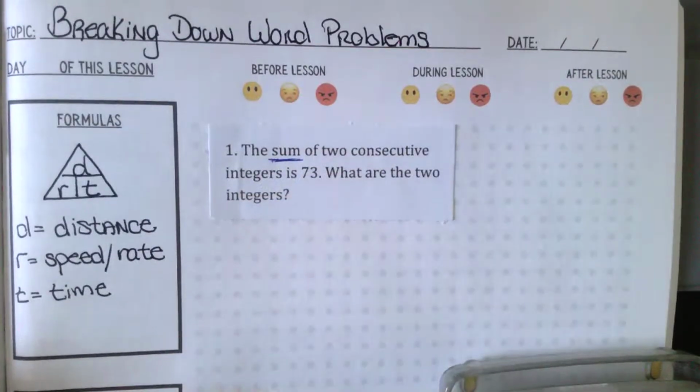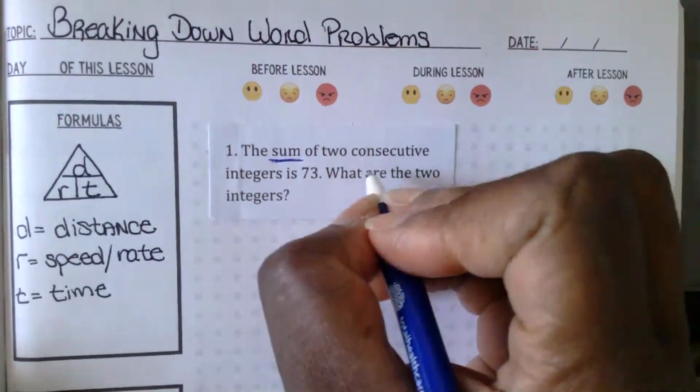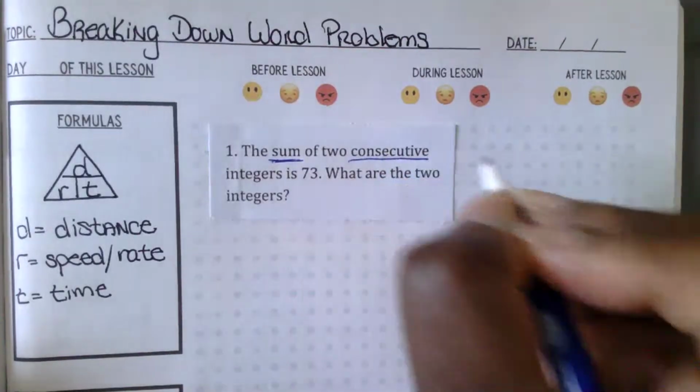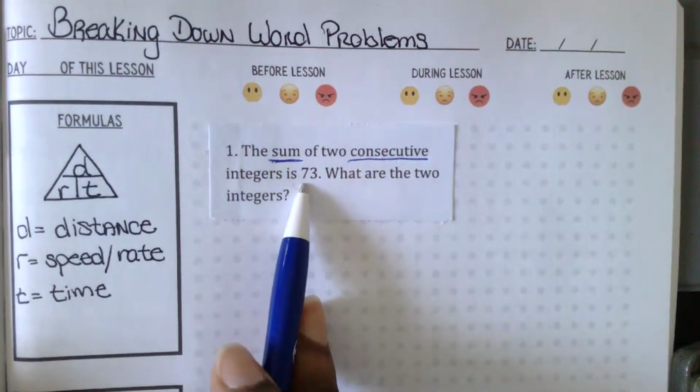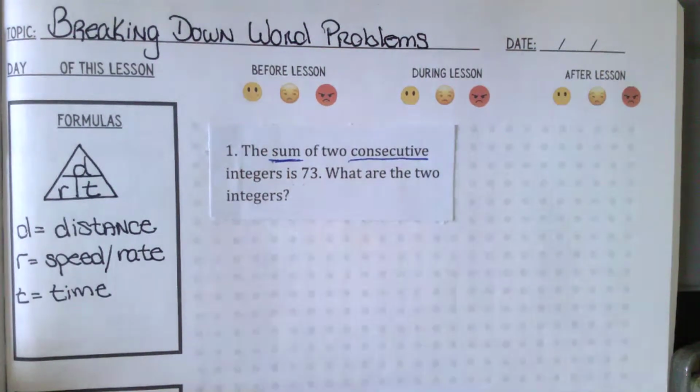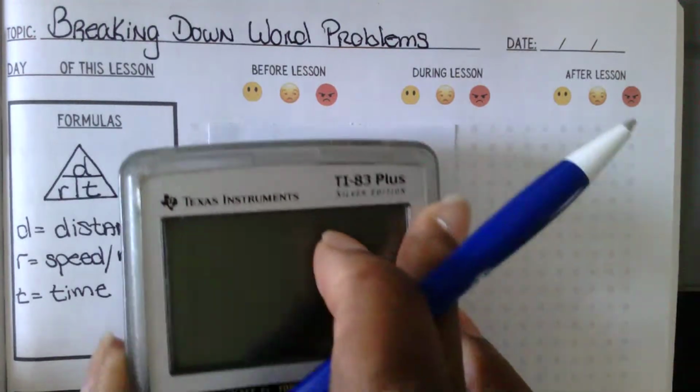So I'm looking at two numbers, consecutive. Now, consecutive means one after the other. So I could say 1 and 2, I could say 30 and 31, I could say 50 and 51. Those are two consecutive integers, one after the other. But those two integers have to equal the 73. So we can do one of two ways.